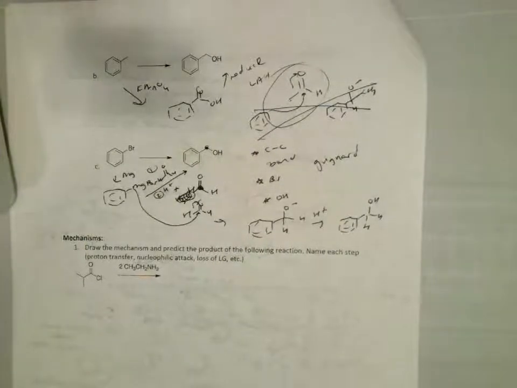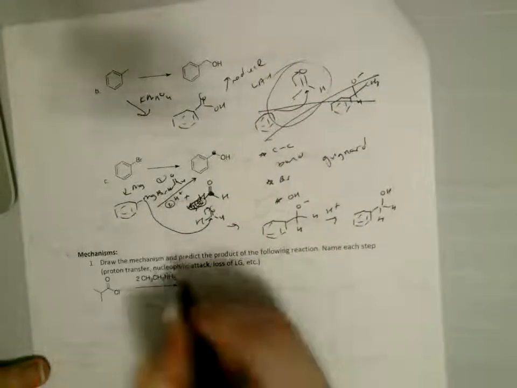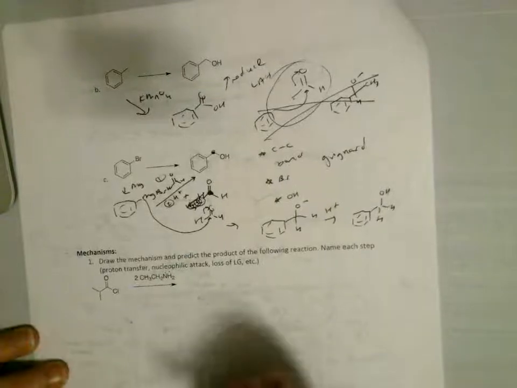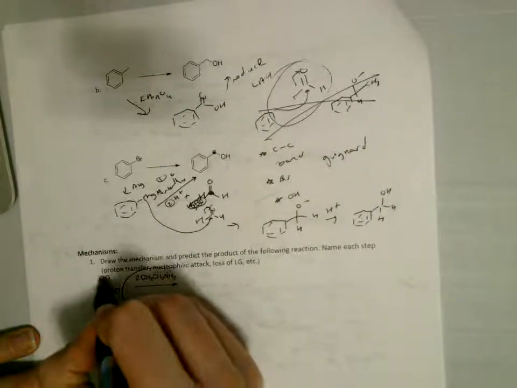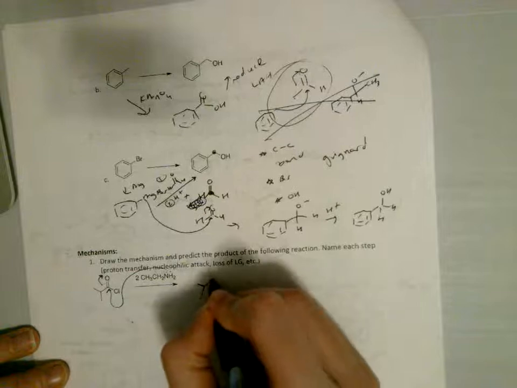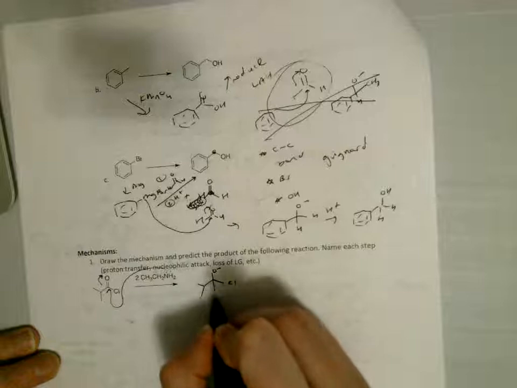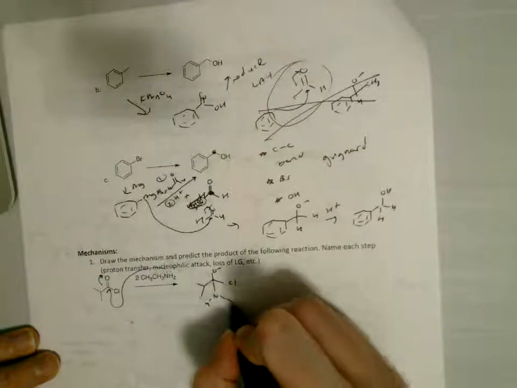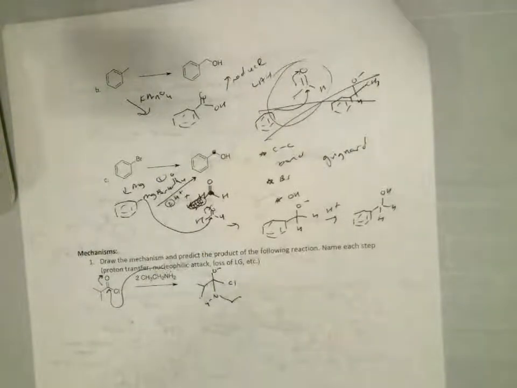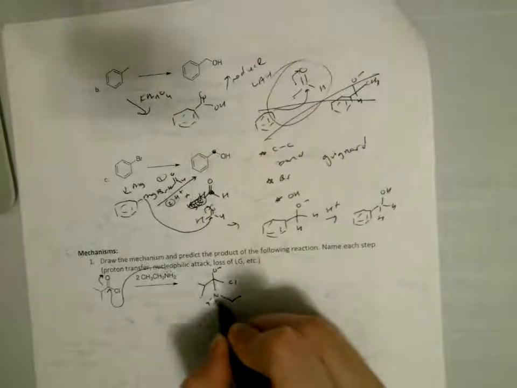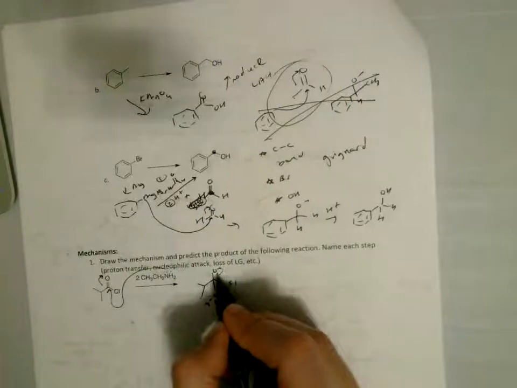Okay, draw the mechanism and predict the attack of the following reaction. Name each step. So when I see this, I'm like, hey, this is going to attack and come here. So that's the nucleophilic attack step. And you have your NH, CH2, CH3. Whenever I do these reactions, I always do the initial attack. And then I ask myself, is there a good leaving group? And the answer is there is a good leaving group. Chlorine's a good leaving group.